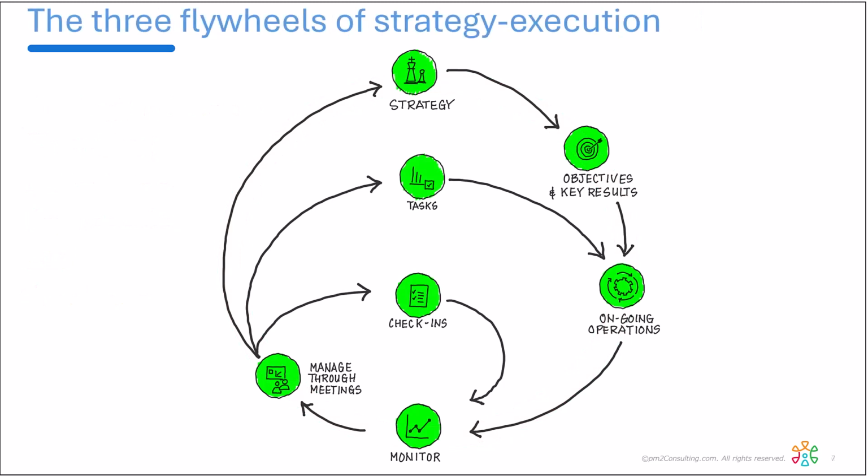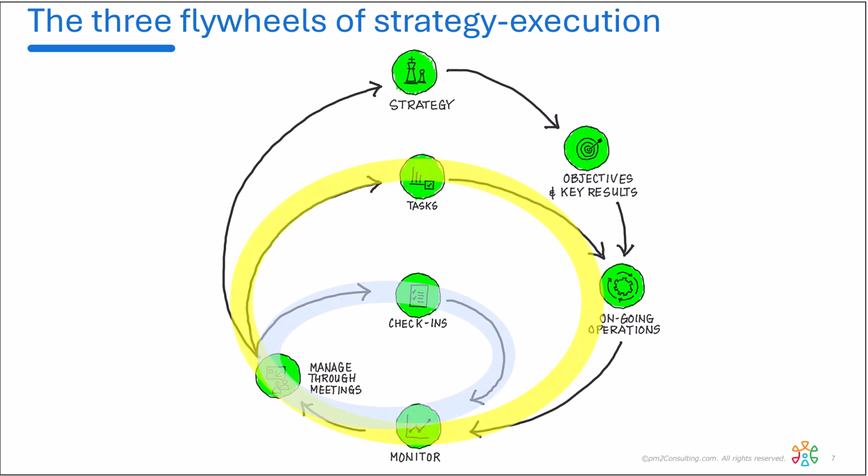So the executive summary is there are three flywheels that you're spinning, and the timelines are quite different. That daily, weekly check-in, that bi-weekly, monthly, larger meeting, and then that quarterly or as-required strategy meeting. So those are the three flywheels that we're talking about.